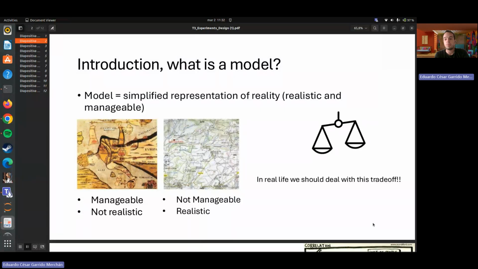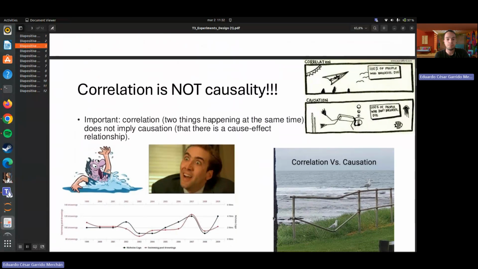So in real life, we should deal with this trade-off, and in some occasions, the multiple linear regression that we are going to see in topic 5 and advanced is a manageable model.